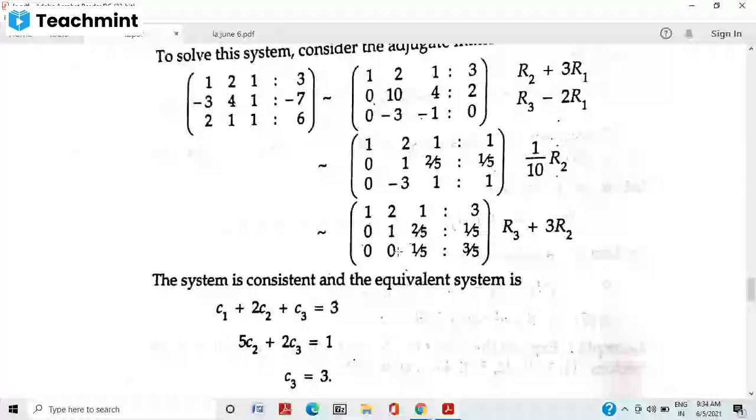Then how will we change this into equations? C1 plus 2C2 plus C3 equal to 3. Then next, what do we get?